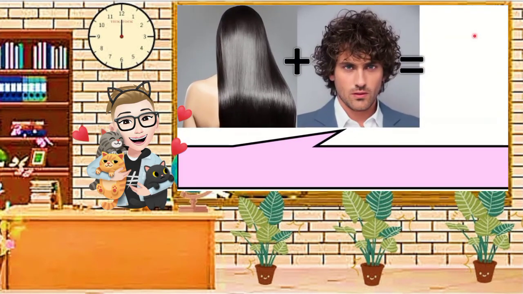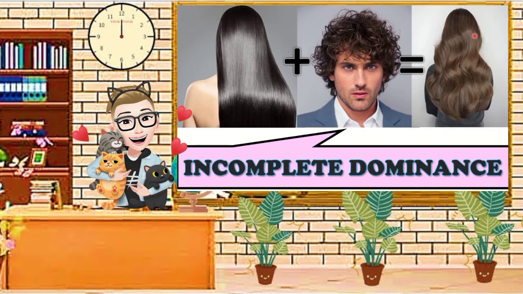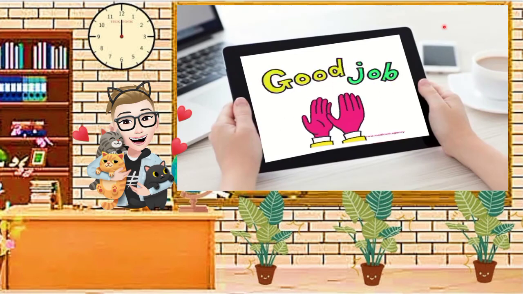Now, let's move on to the next example. We have a straight hair crossed with a curly hair, resulting to a wavy hair. What do you think it is? It is called incomplete dominance because the cross resulted to a third type of phenotype, which is the first trait is not completely dominant over the other trait.